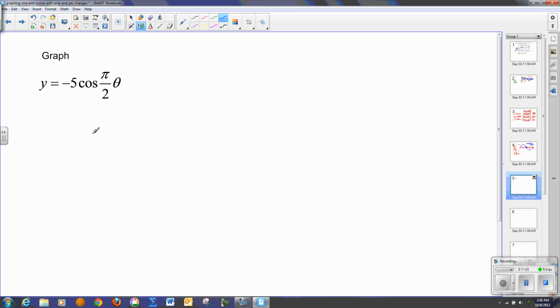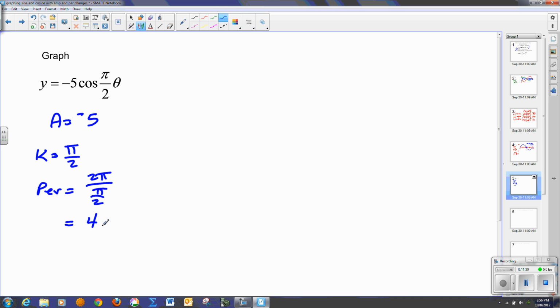So again, in this case, I have an a value equaling -5. I have a cosine value of pi over 2 times theta, and that means my k value is equal to pi over 2. My k value is pi over 2. My period is equal to 2 pi over the k value, which is equal to 4 in this case.